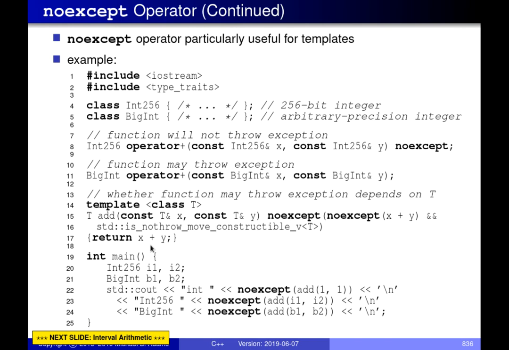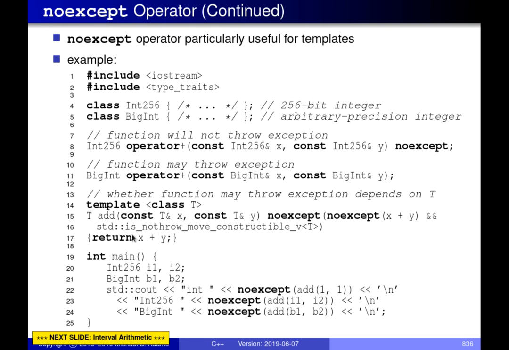So here I have two different integer types, one which is a 256-bit integer, and then this thing called big int, which is a kind of flexible length integer. It can be however many digits you need to represent however big a number you happen to have. And this is a very contrived example, in practice you probably wouldn't write something quite like this, but at least it illustrates the point.